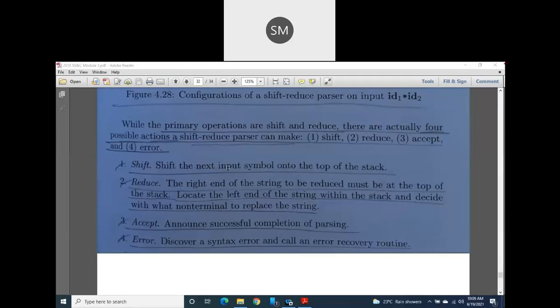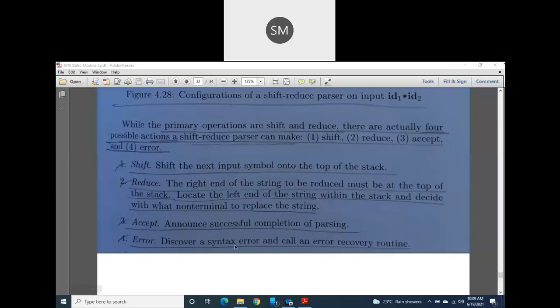Shift is nothing but shifting or pushing the next input symbol onto the top of the stack. And reduce is very important here. The right end of the string should be at the top of your stack. Find the left end of the string within the stack and decide with what non-terminal I have to replace it. That is nothing but reduce, right? Then accept is nothing but announcing the successful completion of your parsing. That is what we did in the table above, right? Then the last one is error. What do we have to do?